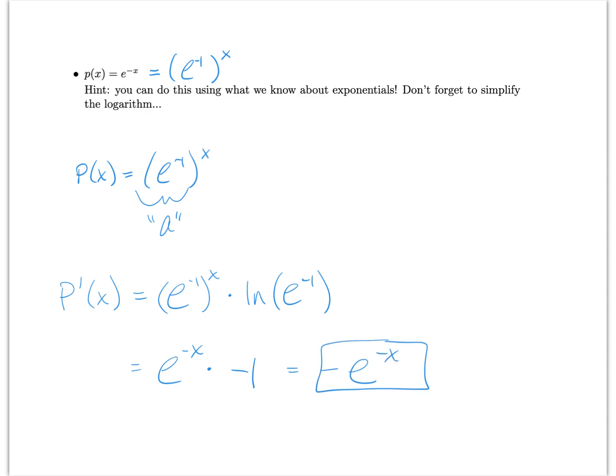Another way to think about simplifying the ln of e to the negative 1, it's just a little aside here. Some people might remember the rule of logarithms that lets you take the ln of something to a power and bring that power down in front, and you'd get negative 1 times the ln of e, but the ln of e is just 1, so this is negative 1 times 1, which is negative 1.